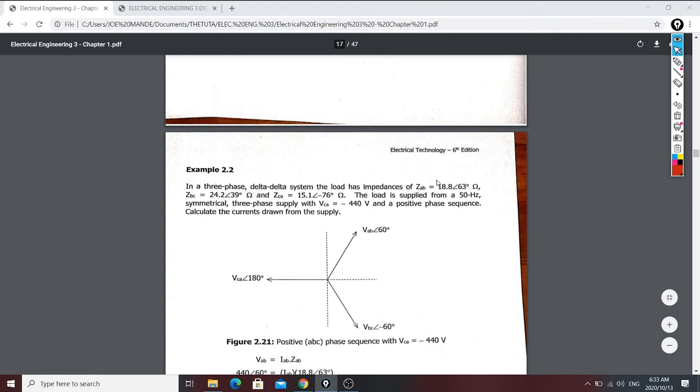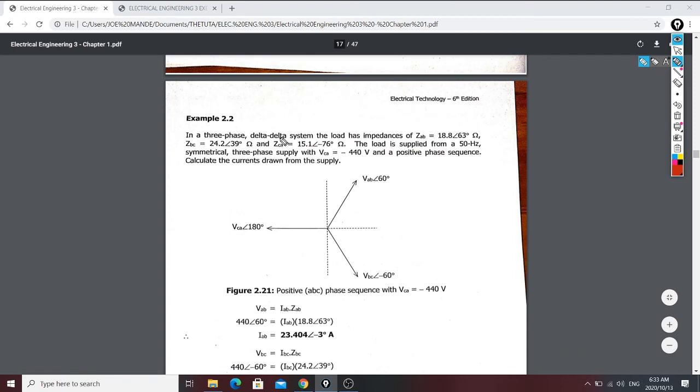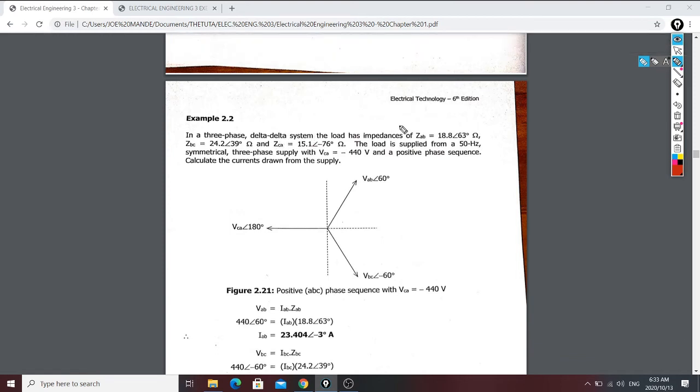Like in example 2.1, I didn't explain the purpose of that, but it's good for you to draw the phase sequence first before you start doing the calculation. And then as you can see, they say delta-delta system, they give us our impedance and as well our load. They give us the supplier, which is VCA, and they say it's a positive phase sequence. But if you can see here, it's minus 440. If you punch your calculator minus 440, it's gonna give you 440 at the angle of 180.